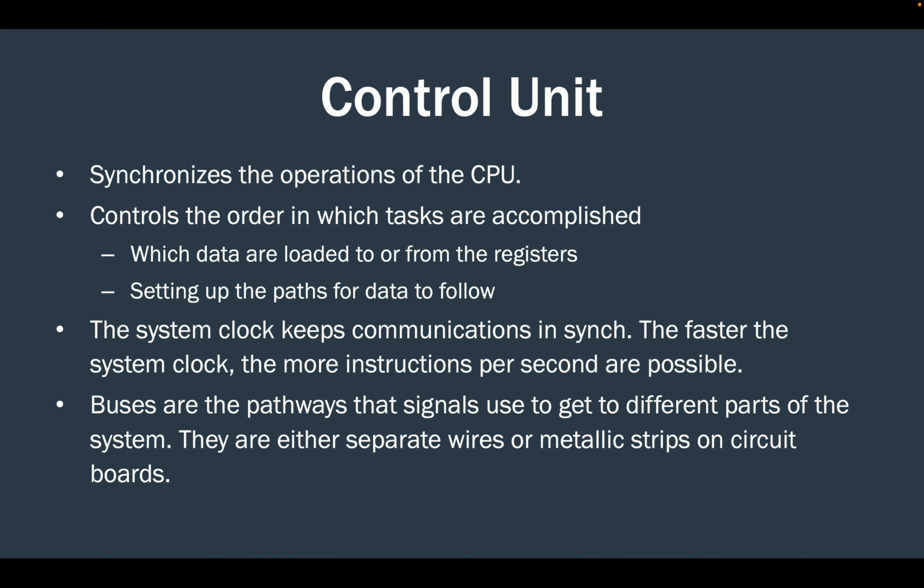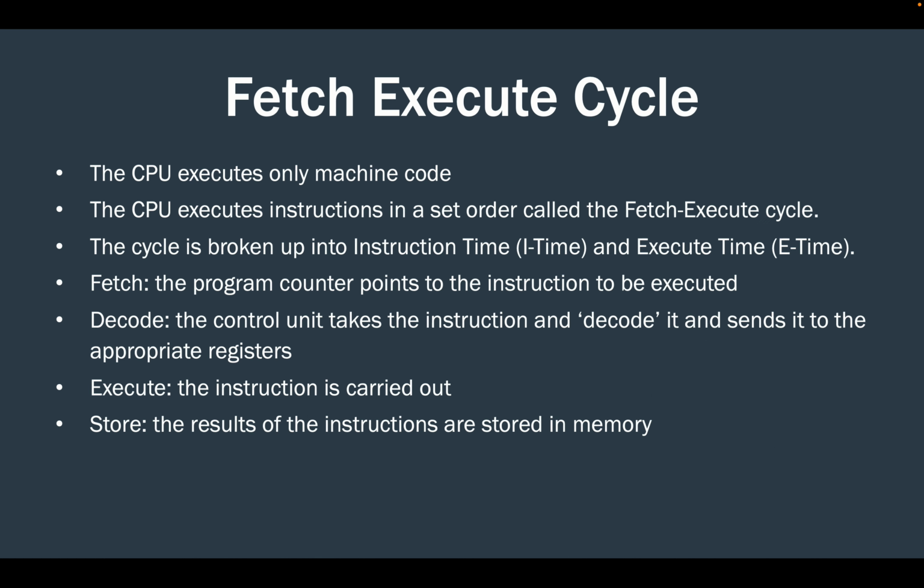Buses are used as pathways to send information to the different components within the system. All of this happens as part of the fetch execute cycle. So the CPU executes only machine code. Okay, so machine code is binary or assembly. The CPU executes instructions in a set order. The cycle is broken up into instruction time and execute time. So what instructions we're going to use, and then we're going to execute the instructions.